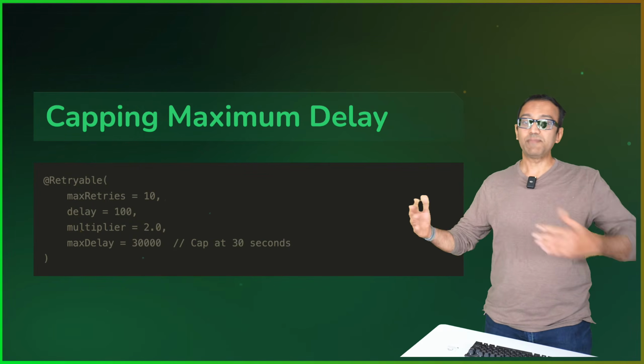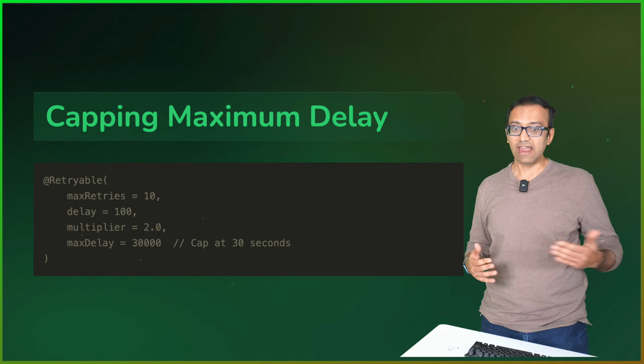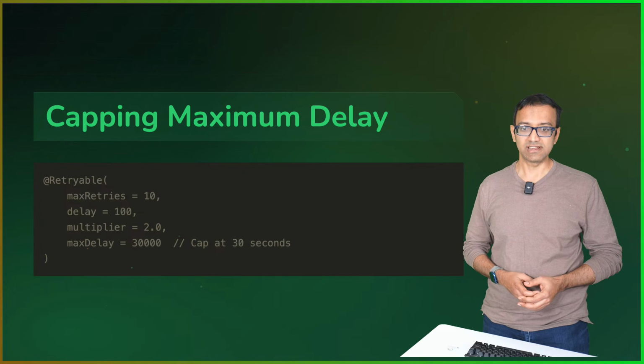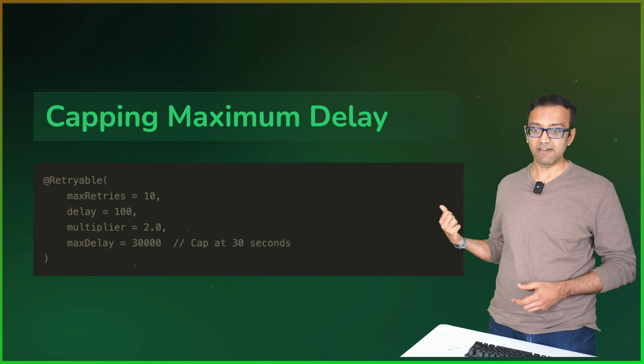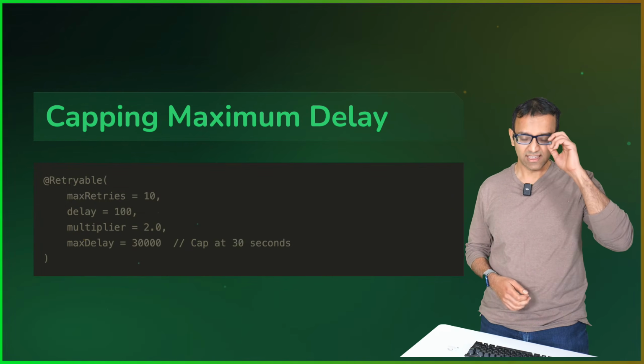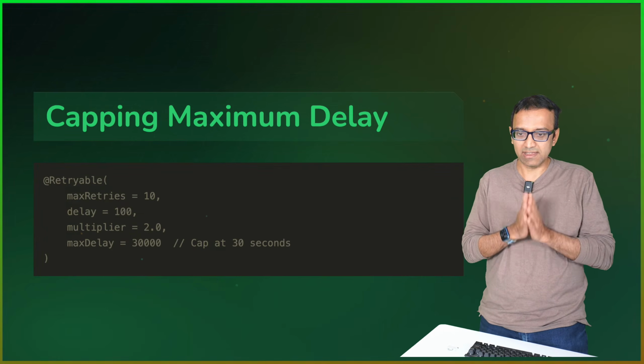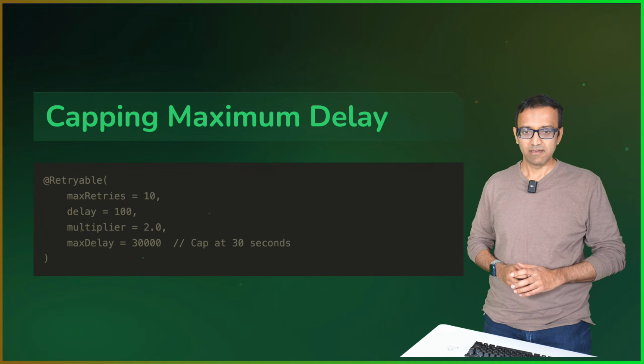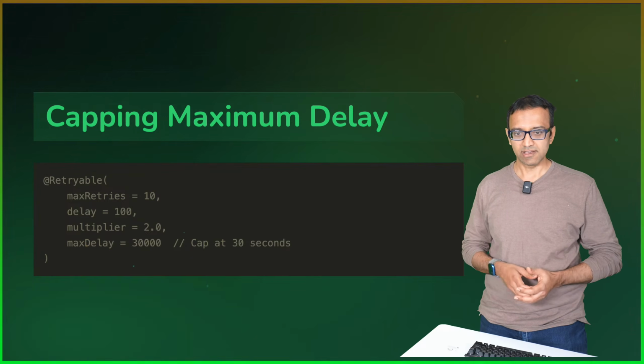You can cap the maximum delay because, again, at a certain point, because it's growing exponentially, it becomes unreasonable. So you have a max delay value, and you can say, this is the maximum delay that I'm going to wait. Cap at 30 seconds. Beyond that, it's not going to work.